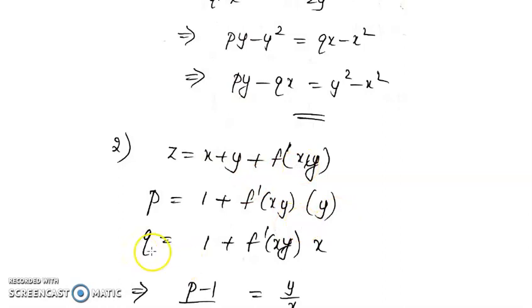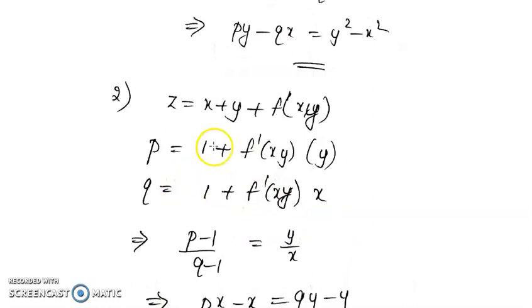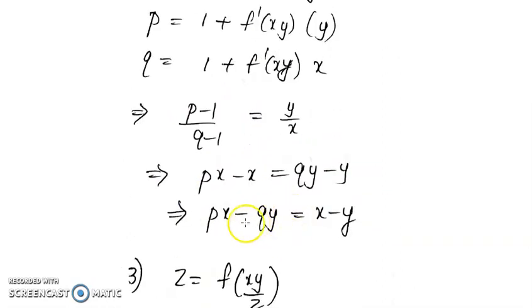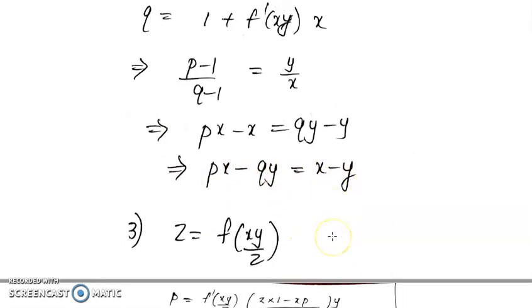അതുപോലെ when you differentiate with respect to y, you will get q equal to 1 plus f dash of xy into x. So from here you can write p minus 1 equal to f dash of xy into y, and q minus 1 equal to f dash of xy into x. So on dividing, f dash of xy will go off, so you get p minus 1 by q minus 1 equal to y by x. So that gives px minus qy equal to x minus y.